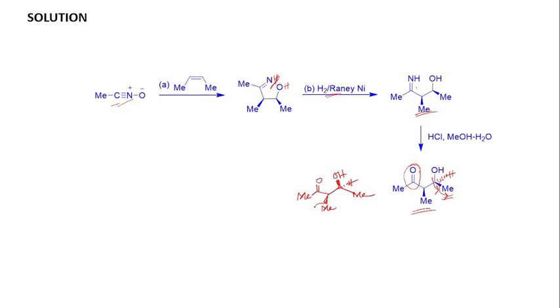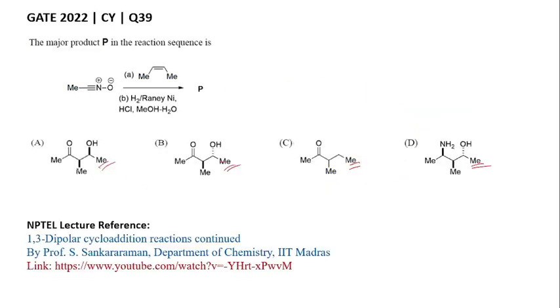So in our product, both this methyl and hydroxy are on the same side. If you look at option A, it contains both methyl and OH above the plane. So this is the correct option. Here the methyl is above and OH is below, so it can't be the correct option. And here it doesn't contain any hydroxy, so this is also wrong. And here the imine is getting hydrogenated, that is also not possible, so this option is also wrong. So option A is the correct option.